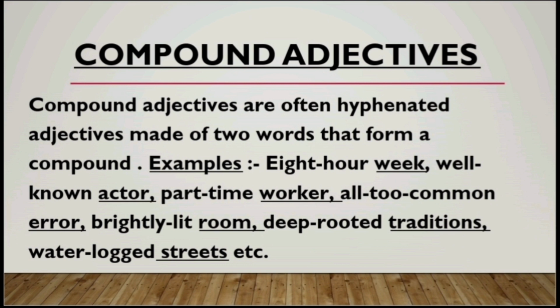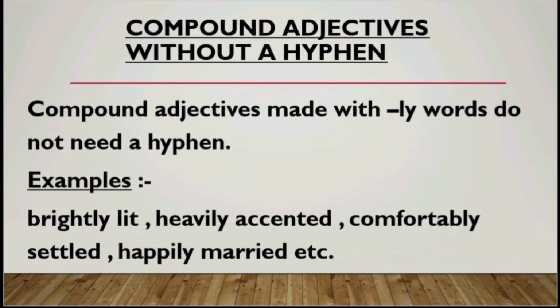Okay, so the next and the most common example that we use during rainy season is waterlogged streets. Streets is a noun and the description is that it is waterlogged. So waterlogged is a hyphenated compound adjective. Therefore compound adjectives are those adjectives which are hyphenated and are made up of two or more adjectives. They are unhyphenated also. Compound adjectives without a hyphen.